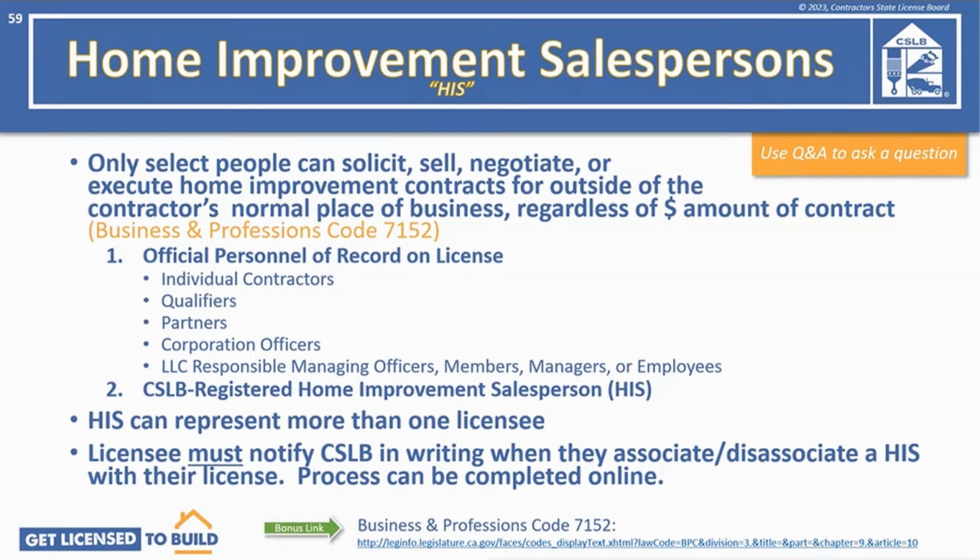Without an HIS, the official personnel of record on a license are the only ones who can solicit, sell, negotiate, or execute a contract. That includes individual contractors, license qualifiers, partners, corporation officers, and LLC responsible managing officers, members, managers, or employees. An HIS can work for more than one contractor. The licensee must notify CSLB when they either associate or disassociate an HIS with their license. This process can now be completed online as well.